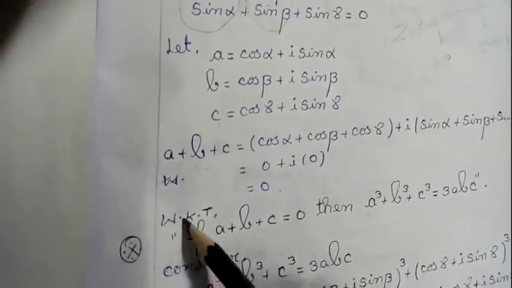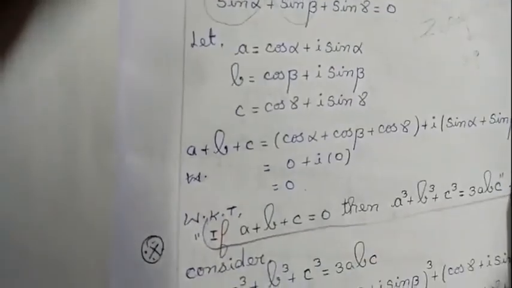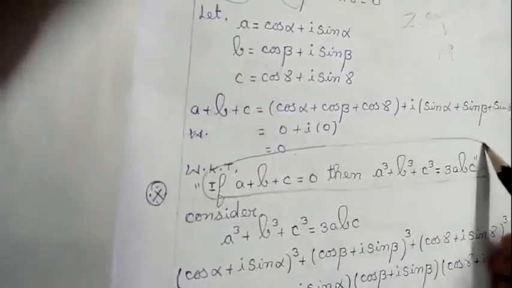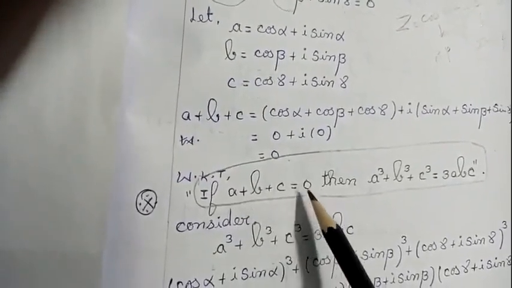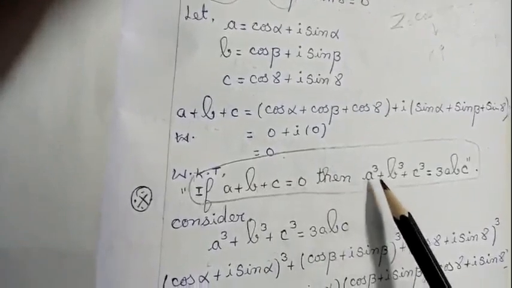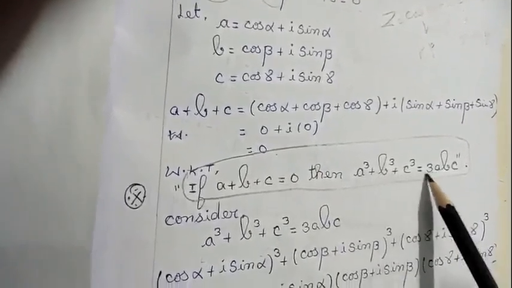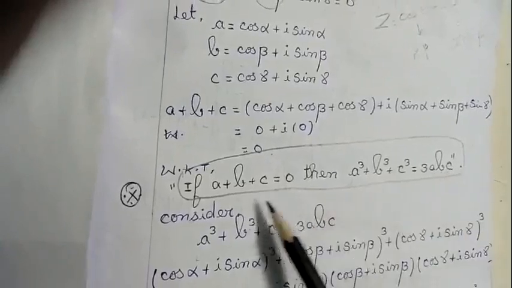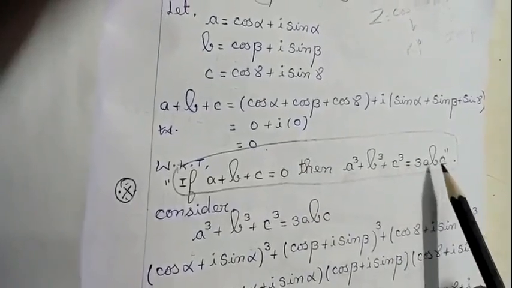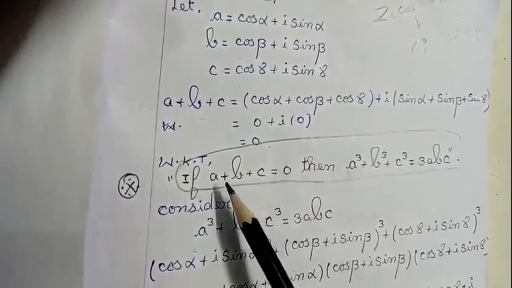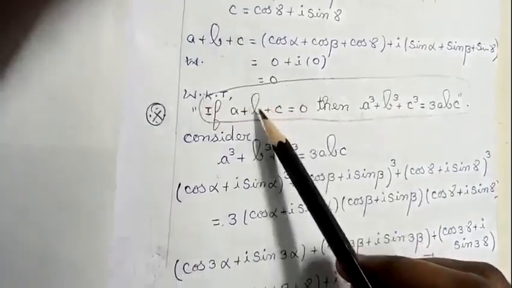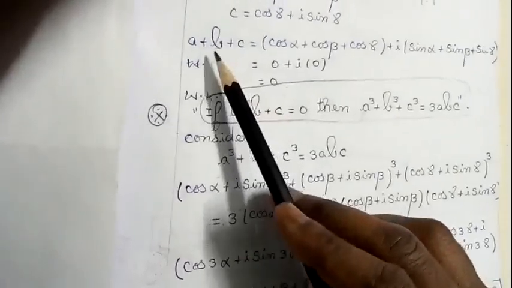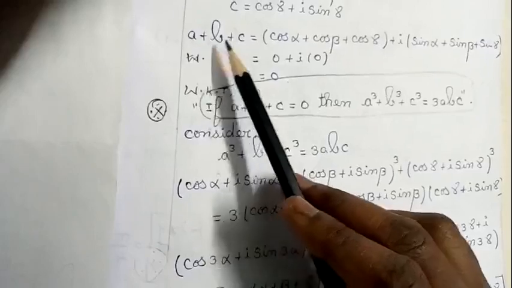C equal to cos gamma plus I sin gamma. Coming to a property, if A plus B plus C equal to 0, and this condition is satisfied, then I can say A cube plus B cube plus C cube equal to 3ABC. Using this property, I am going to bring the answer. First, I am going to check whether when I am adding A, B and C, I am getting the answer as 0. So first, A plus B plus C.